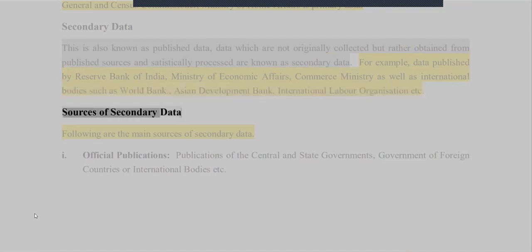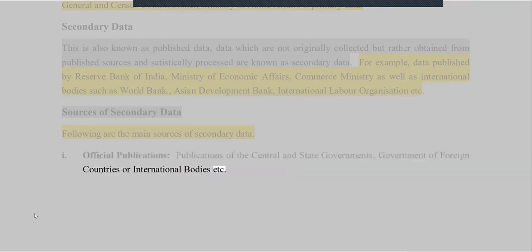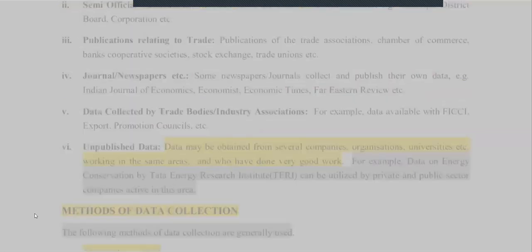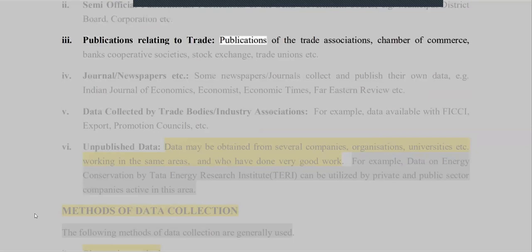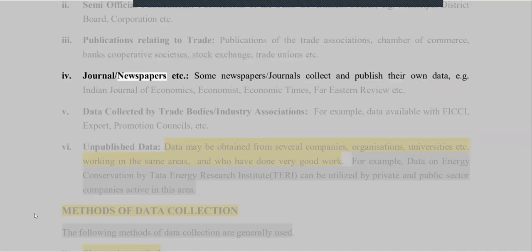Sources of secondary data. Following are the main sources of secondary data. 1. Official publications, publications of the central and state governments, government of foreign countries or international bodies, etc. 2. Semi-official publications, publications of the semi-government bodies, e.g. municipal district board, corporation, etc. 3. Publications relating to trade, publications of the trade associations, Chamber of Commerce, banks, cooperative societies, stock exchange, trade unions, etc.